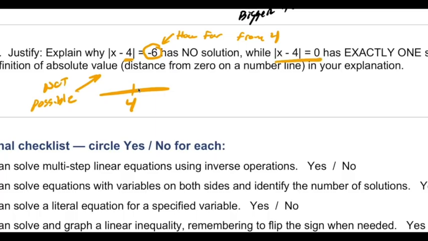While this one says you're 0 away from 4, which is 4. That's 0 away from 4. So my answer here is x equals 4, because that's 0 away from 4. Well, the answer here doesn't make any sense. You can't be negative 6 away from 4. It doesn't work. It's a distance. So that's the general idea.